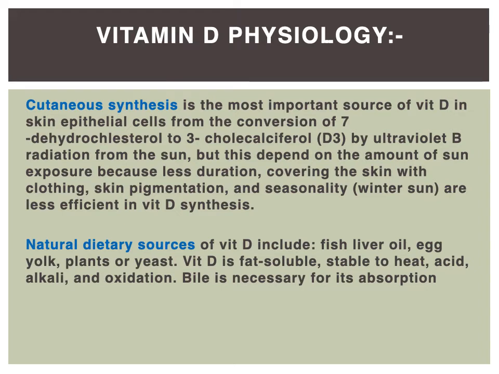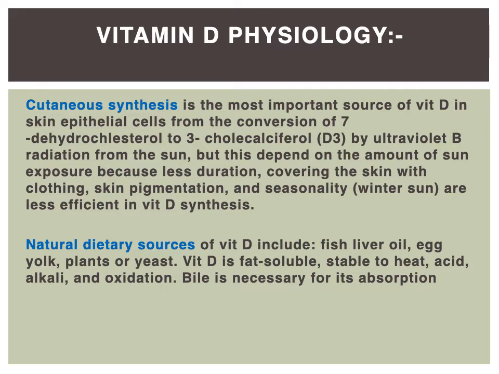Vitamin D physiology. The most important source of vitamin D in our body comes from cutaneous synthesis of vitamin D in the epithelial cells in the skin. This occurs by conversion of 7-dehydrocholesterol to cholecalciferol by using ultraviolet B radiation from the sun. However, this synthesis depends mainly on the amount of sun exposure, and longer duration of covering the skin with cloth, skin pigmentation, and seasonality make synthesis less efficient.